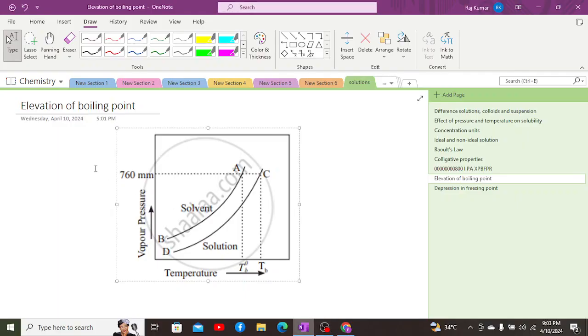Greetings everyone. So today we are going to discuss the elevation of boiling point. As a result of the colligative properties, we saw that there was lowering of vapor pressure according to Raoult's law.